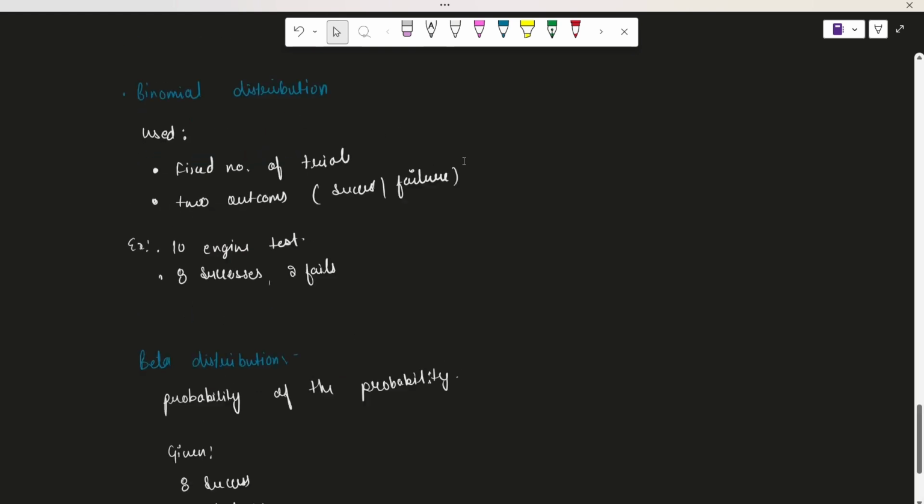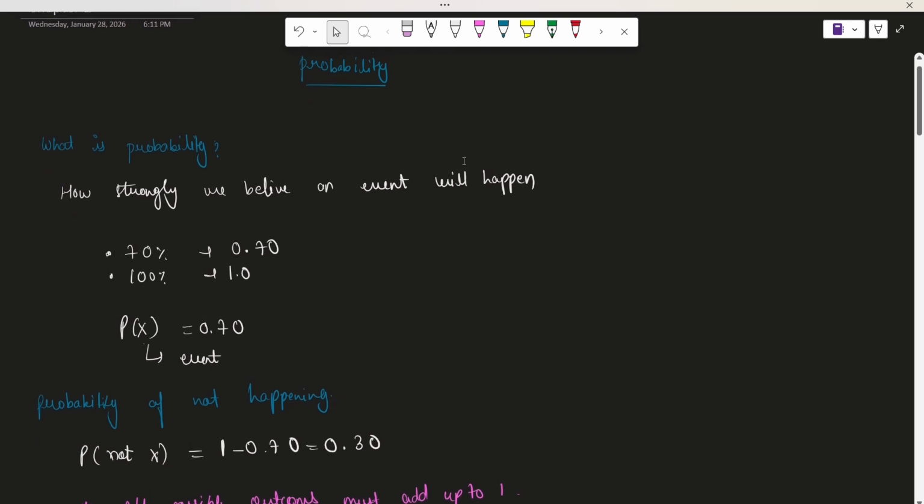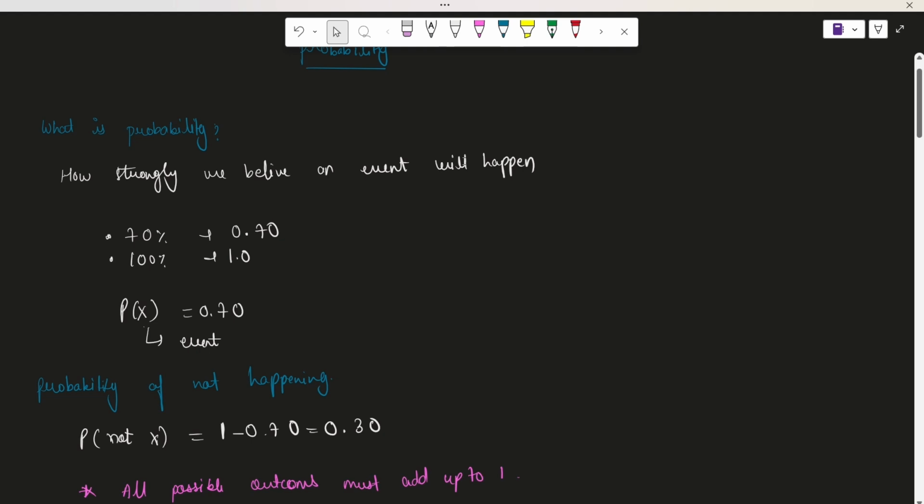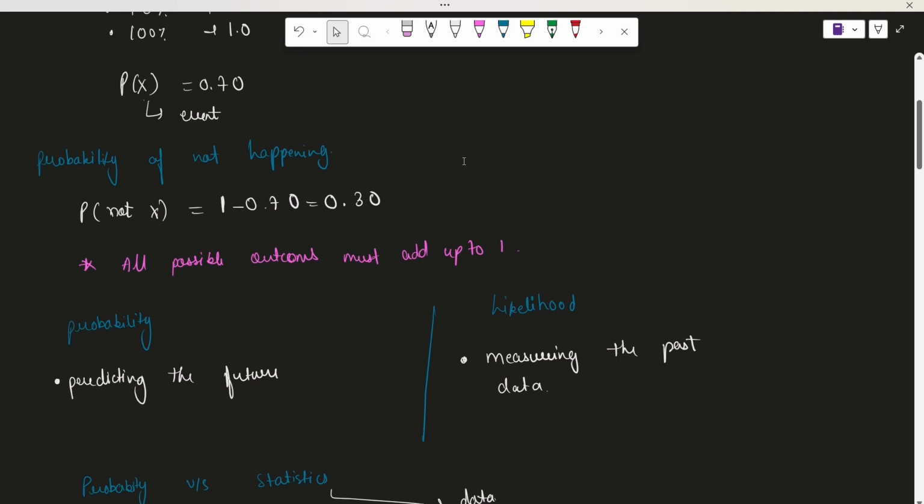Let's take a quick review. So firstly, we learned about probability. Probability is how strong the chances are for a particular event to happen. We usually calculate probability in percentage, but in mathematics we write it between 0 and 1, using decimals instead of percentage. And then we talked about the probability of an event not happening. We subtract the probability of an event from 1, and we get the probability of that event not happening. The important point to remember is that all the probability outcomes must add up to 1.